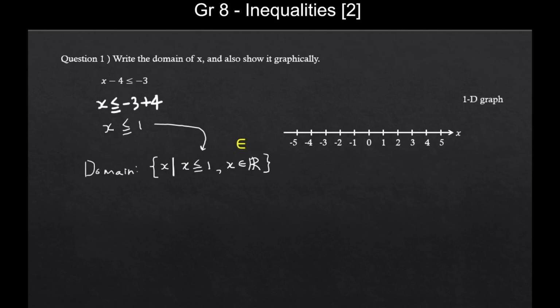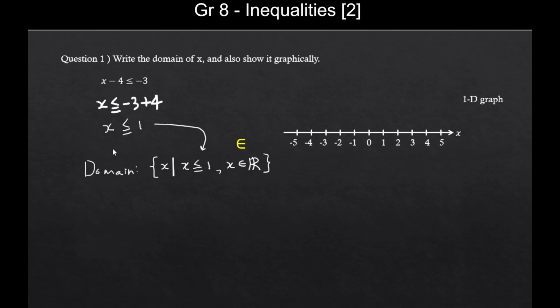Now we have to show this information graphically. So here's a one-dimensional graph. You know how we normally have a 2D graph, like x-axis on here and y-axis like this? This graph only shows one dimension, the x-axis, because we are only talking about x right now.